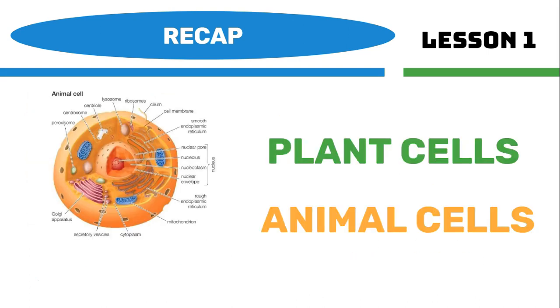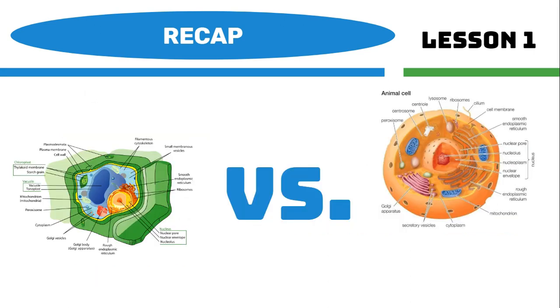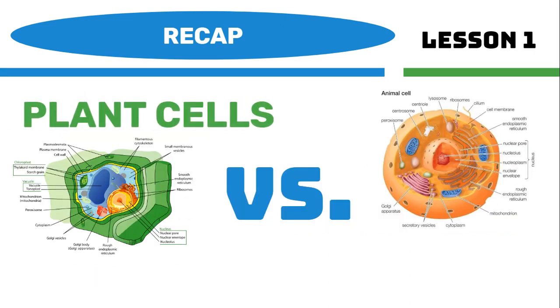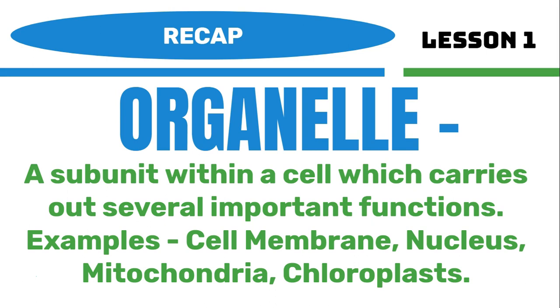So within eukaryotic cells, there's really 2 types: plant cells and animal cells, and these are the main things that we'll be focusing on for this series of videos. So let's look at the differences. Quick recap of plant cells versus animal cells.